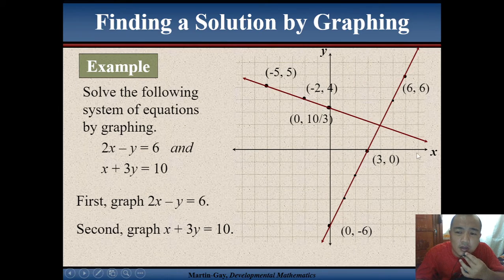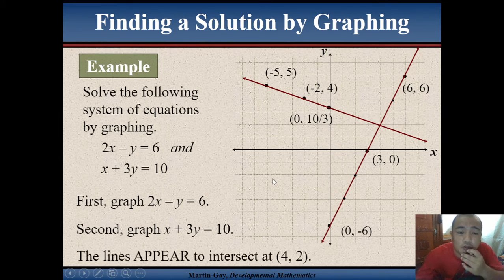Dito, dadaan siya sa 10, 0. That's the x-intercept, while the y-intercept is 10 thirds or 3.3. Therefore, the point of intersection between these two lines is this point, which is at 1, 2, 3, 4, 2. Therefore, the solution: the lines appear to intersect at 4, 2.